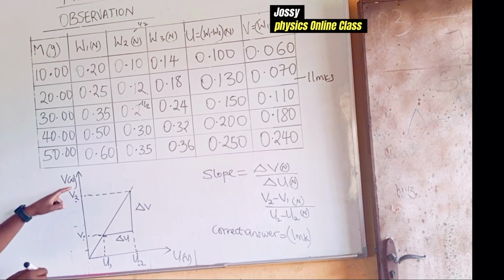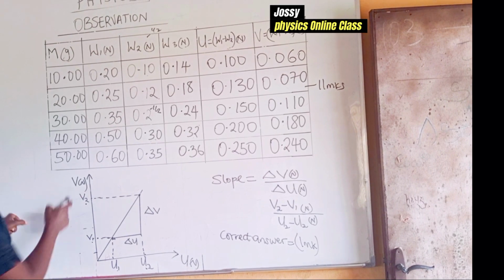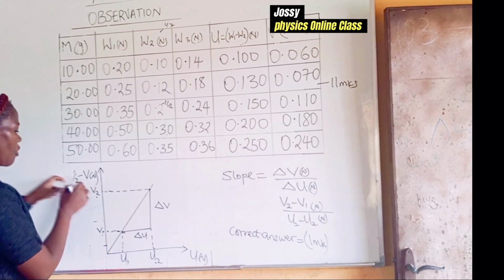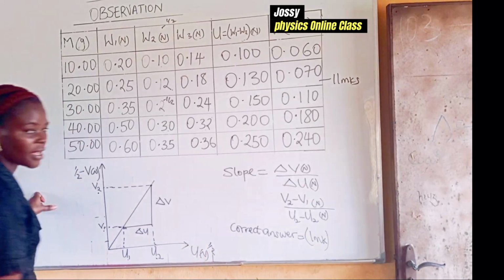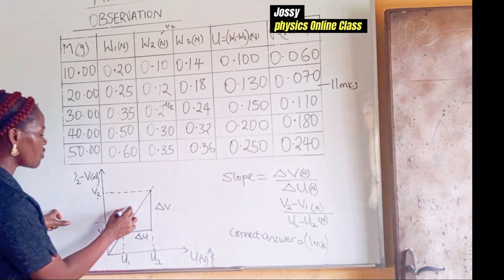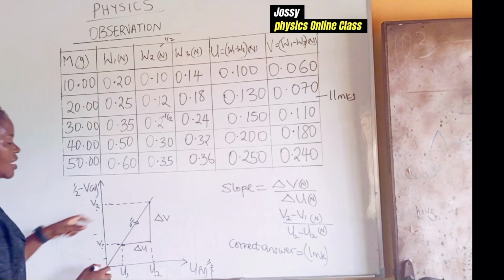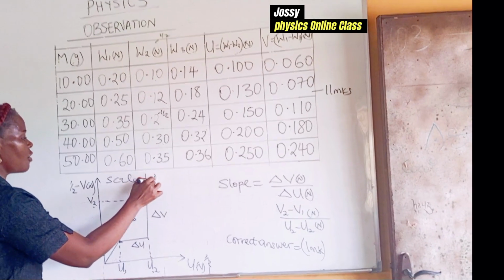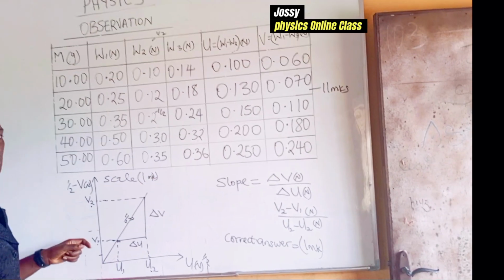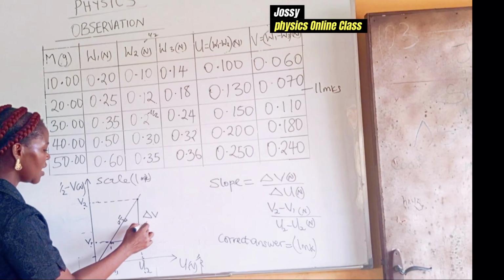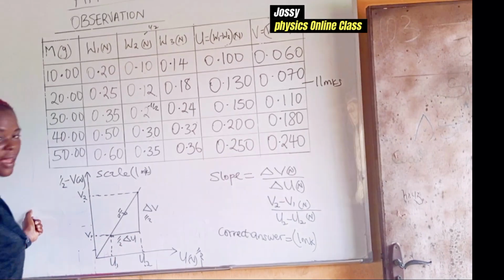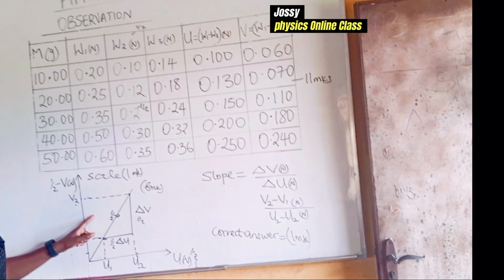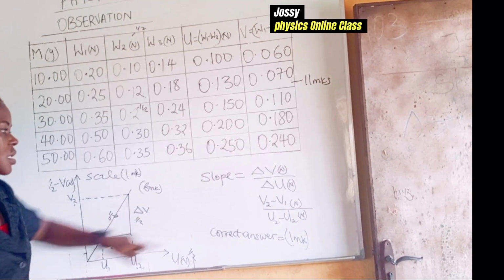That is not all. You must remember to put the units of each of the axes. If you write the units of each of the axes, you already have half mark from here and half mark from here. If the line is correctly drawn, you already have half mark for the line. Then your scale, you already have 1 mark for the scale. Then choosing a large triangle, you already have half here and half here. So a total of what? 6 marks for this.